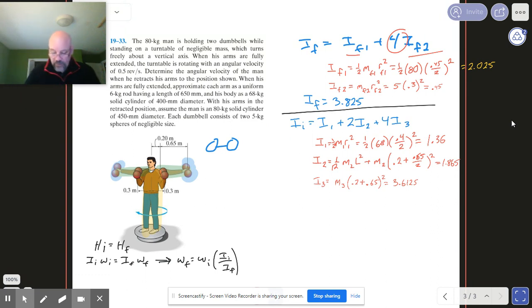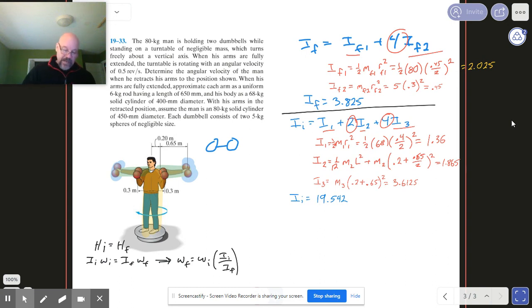All right, so we've got our numbers. We only need one of those, we need two of those, and we need four of those. If we combine them up, what we get for our initial angular momentum is 19.542.